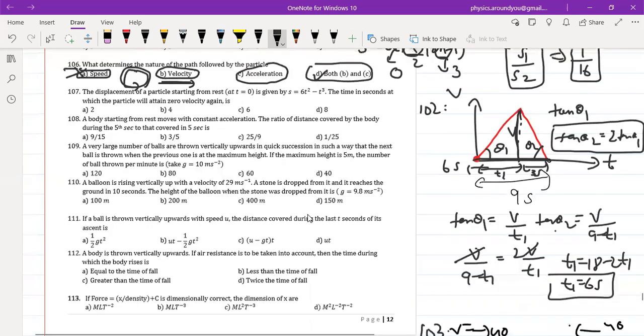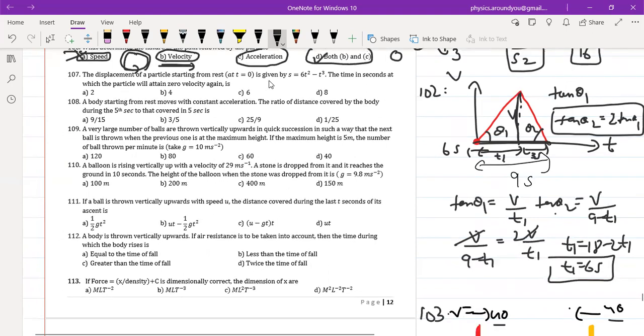Now 107. Displacement is given. Time at which it will attain zero velocity again. You see, initially it was at rest. Again, it will come to rest, it seems. So at what time will it come to rest again? Given x, how will you find v? We differentiate. So can you find the differential of 6t square minus t cube? It would be 12t minus 3t square.